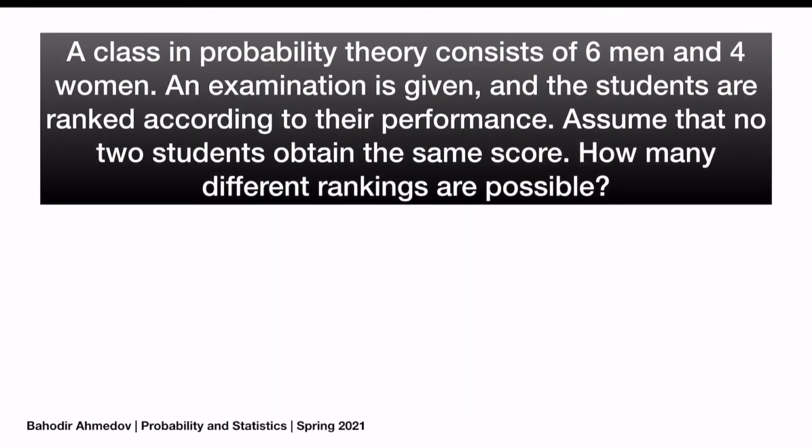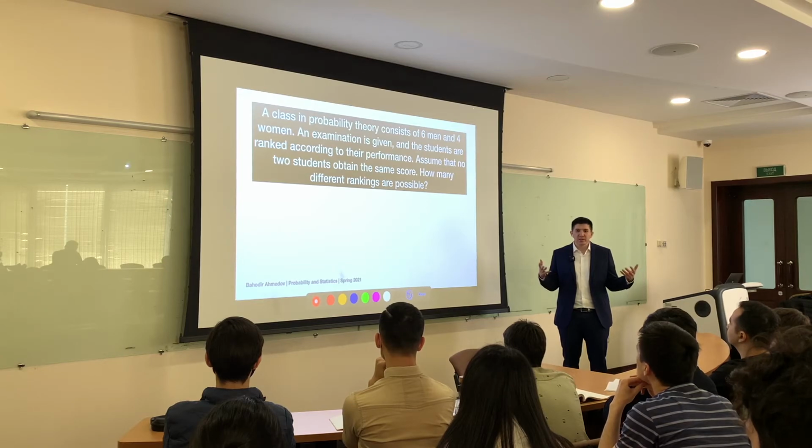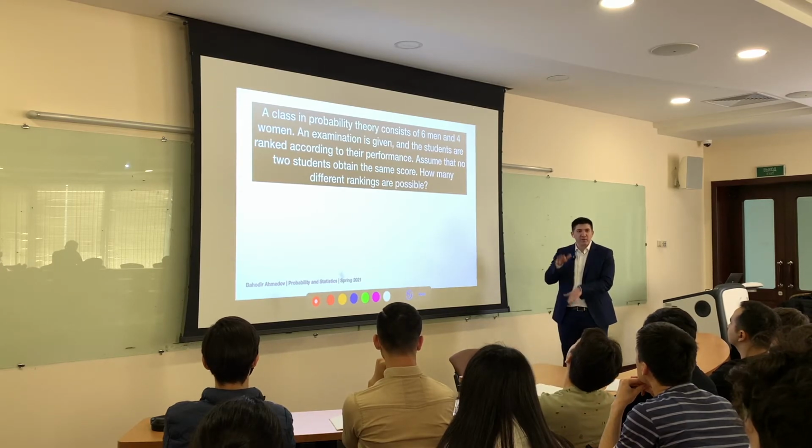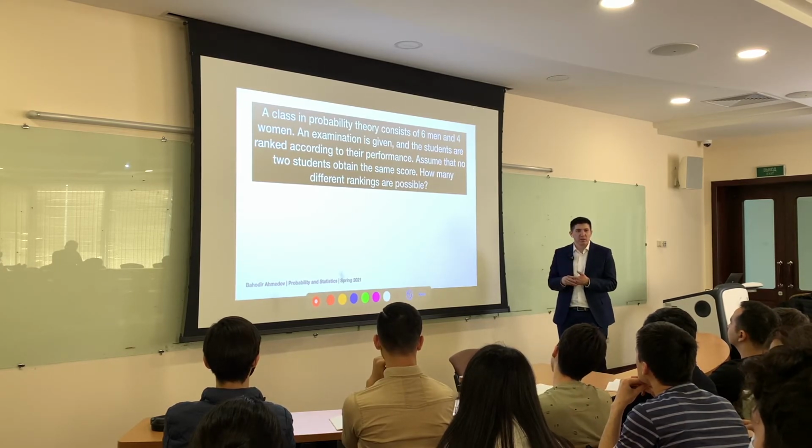A class in probability theory consists of 6 men and 4 women. An examination is given, and after that the students are ranked according to their performance. If you assume that no two students have the same score, how many different possible ranking lists can we create? So let's say 6 men, 4 females. I'm just going to get the exam results and rank them into one list. And I just would like to figure out how many different possible rankings I can create.